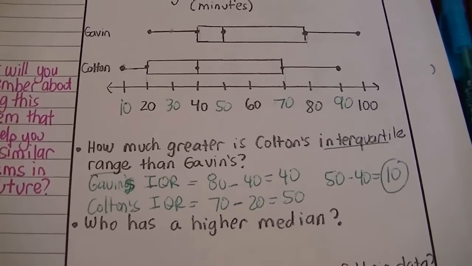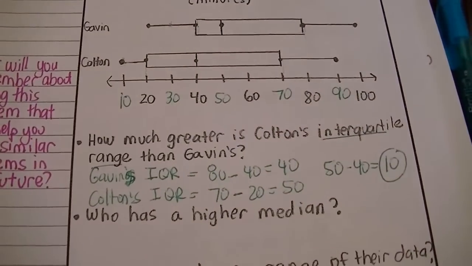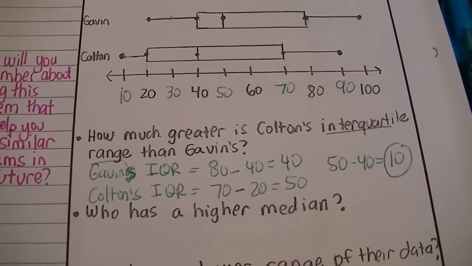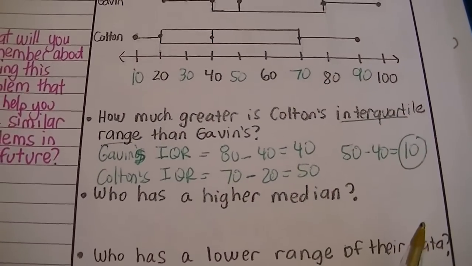So I want you to do this one on your own. Remember which one represents the median on a box and whisker plot. And if you don't remember, then I want you to refer to that front page right here, which one would be the median, okay? Who has the higher median?